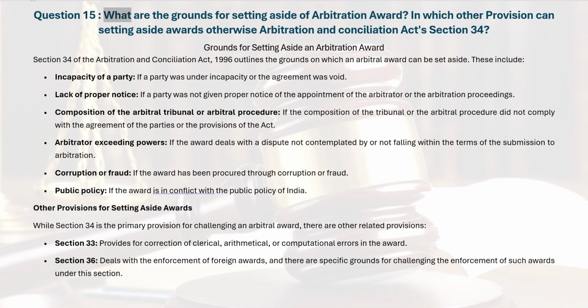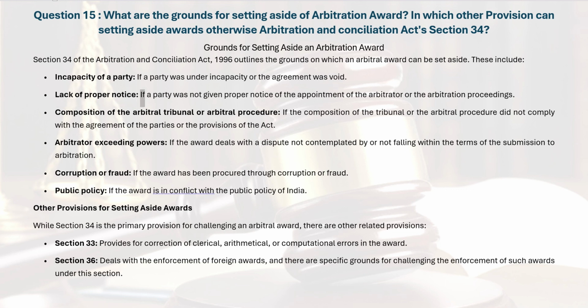Question 15. What are the grounds for setting aside of arbitration award? In which other provision can awards be set aside, otherwise than under Section 34 of the Arbitration and Conciliation Act? Grounds for setting aside an arbitration award. Section 34 of the Arbitration and Conciliation Act, 1996 outlines the grounds on which an arbitral award can be set aside. These include incapacity of a party: if a party was under incapacity or the agreement was void.